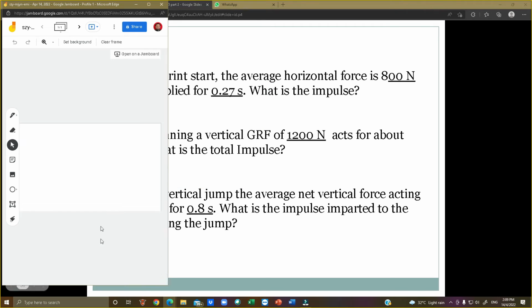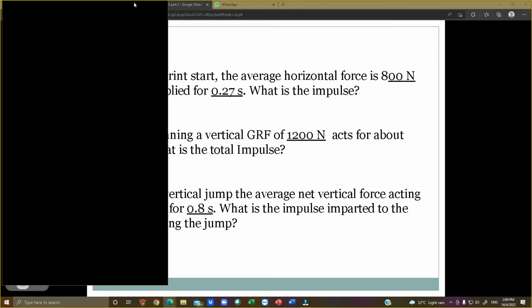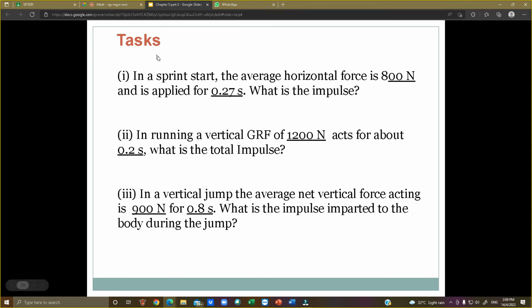Okay, so let's take a look a bit more on the calculation and then we go to the final topic, which is summation of force. Okay, ni contoh yang pertama. This is talk about impulse. So let's say in a sprint start, the average horizontal force is 800 Newton and is applied for 0.27 second.